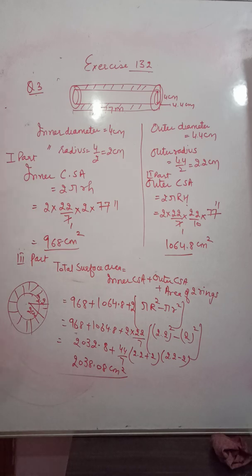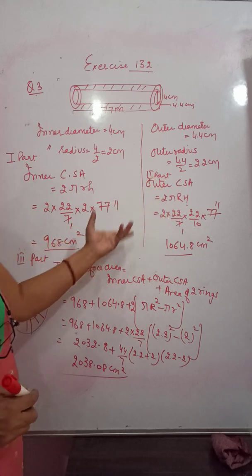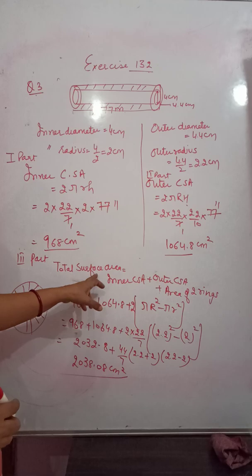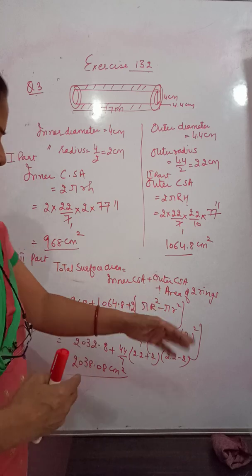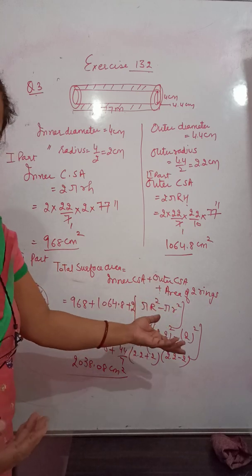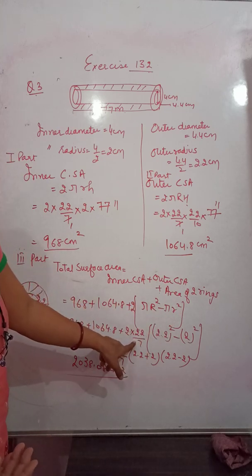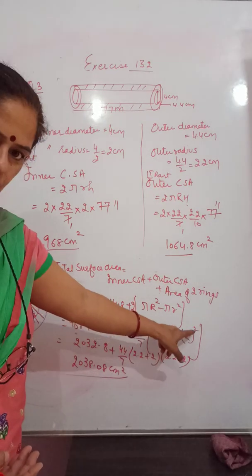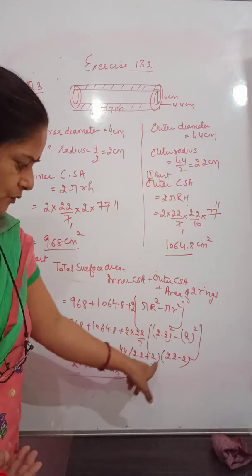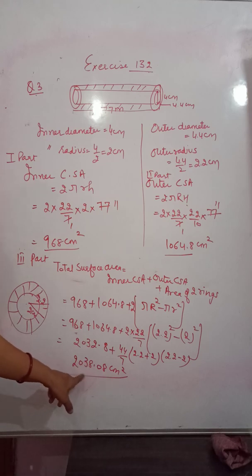Very simple. First of all, we will find the inner curved surface area, then we will find the outer curved surface area, and after finding those, we have to find the total. Total means inner plus outer plus 2 rings, outer ring and inner ring. So these 2 rings will be 2, because rings are in circular shape. Pi capital R square minus pi small r square. Pi common, that is 22/7 common. Capital R means 2.2 square minus 2 square. So a square minus b square, you will use the identity a plus b into a minus b. After completely solving, we will be getting this answer. Clear?